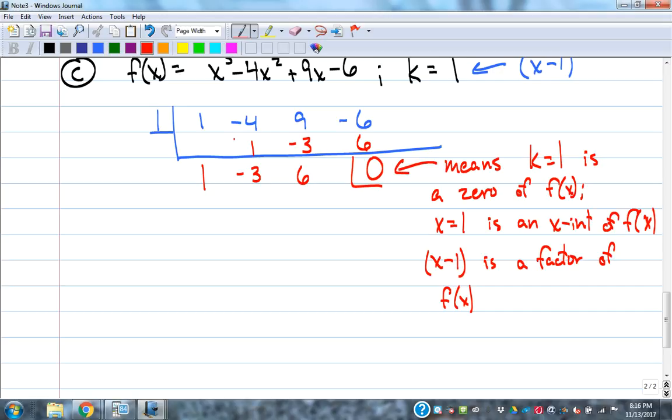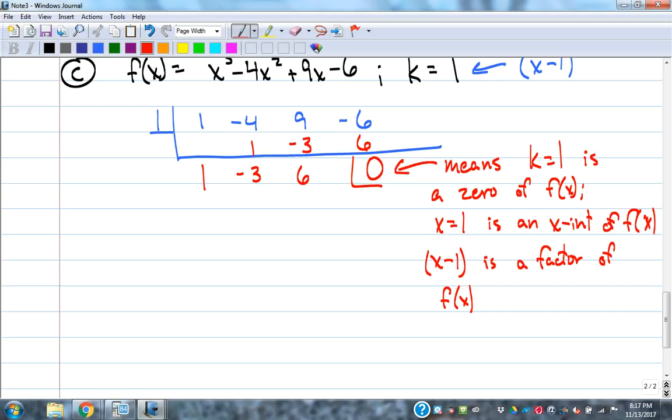It means that the number we divided by is a 0 for the polynomial. It means that that number is also an x-intercept. Zeros and x-intercepts are the same thing. Okay? And then x minus 1 is a factor of that polynomial. So that's what that means. This could be a simple yes/no question that they ask: is k a 0 of the polynomial? You do synthetic division. If you get a 0 as the remainder, the answer is yes.